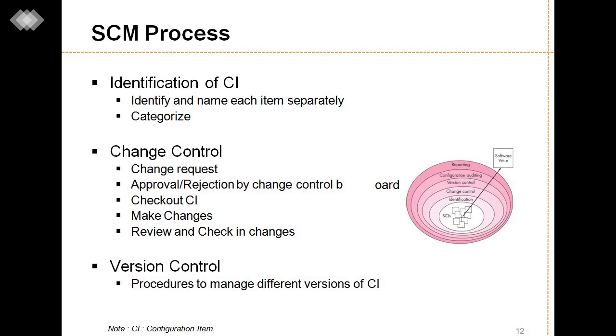Next, change control. Change control includes change request, change checkout, making changes, approval or rejection by the change control board, review and check-in of changes. Version control is the procedure to manage different versions of CI, where CI stands for configuration item. I have mentioned in the notes that CI is configuration item.